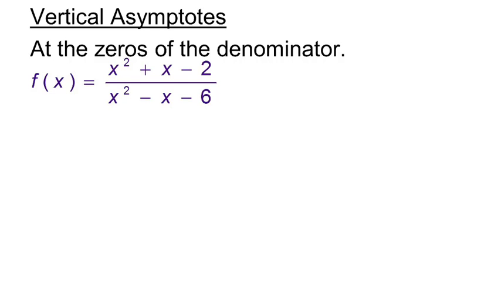Vertical asymptotes are at the zeros of the denominator. If I have the function f of x equals (x squared plus x minus 2) over (x squared minus x minus 6), then I'm going to set the denominator equal to 0 and solve. That's going to tell me where the vertical asymptotes will be.